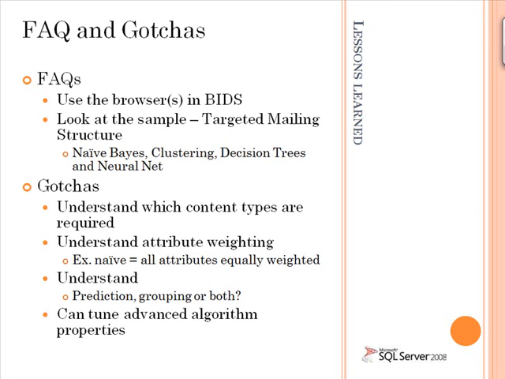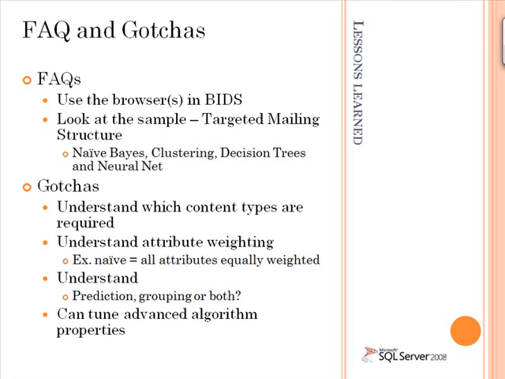Generally, when you're implementing any data mining algorithms, you're going to want to make good use of the included visualizers or browsers for those algorithms in BIDS. Particularly if you're new to data mining, that's really going to help you to understand whether or not you've selected the most appropriate algorithm for your particular business situation. We're going to make extensive use of the included AdventureWorks samples. For this particular situation, we're going to look at the targeted mailing structure and then the included models, which actually are 4. We're going to look at 3 in this screencast as listed here: naive Bayes, clustering, and decision trees. We'll come back to the neural net in a later screencast.